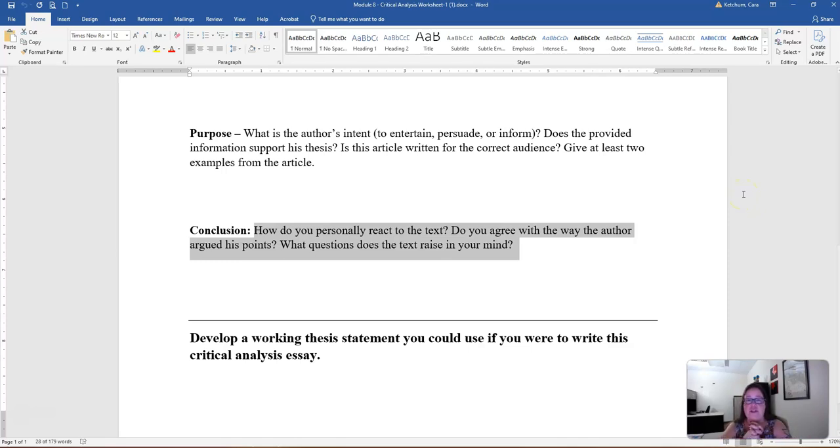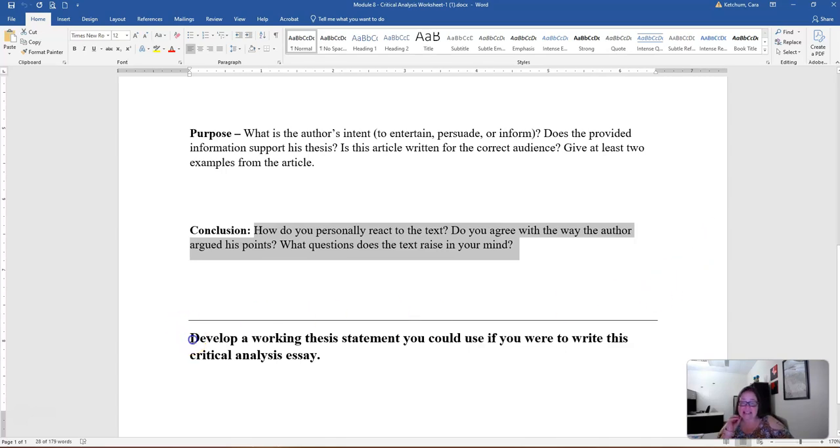to this text? Do you agree with the way the author argued his points? The how, not the what. It doesn't matter if you agree or not, but do you agree with the way he argued it overall? And then, are there any questions that this article raises in your mind that maybe the author should have addressed but missed? That's your conclusion. Again, you're going to do 4 or 5 sentences. You're going to use examples from the text.